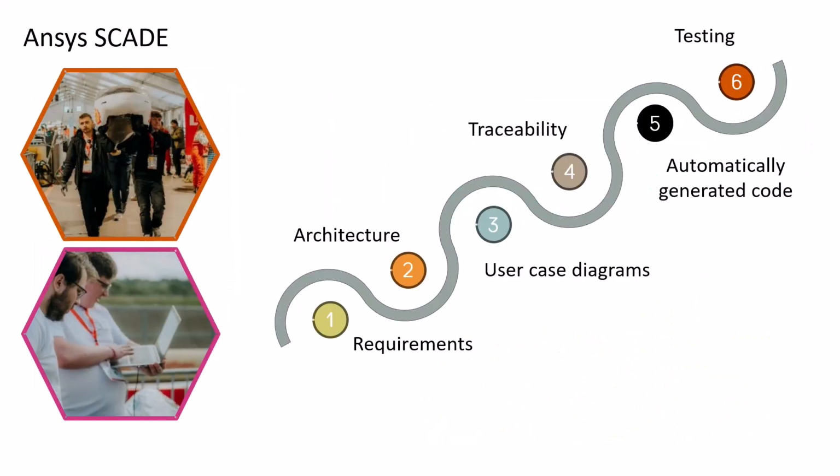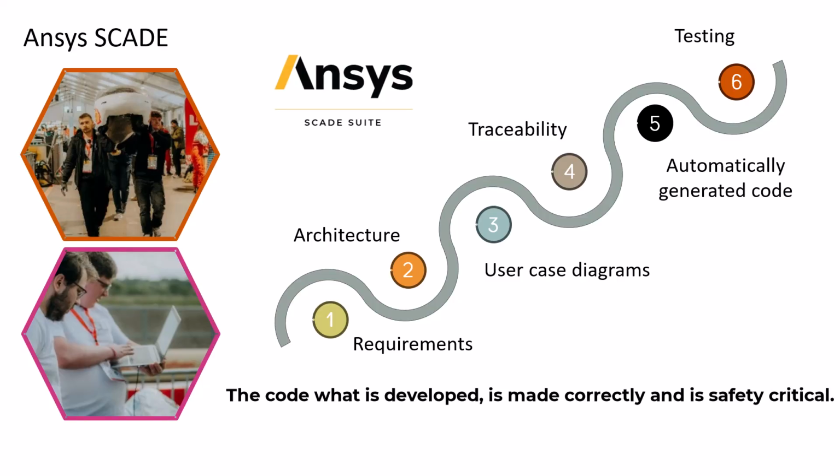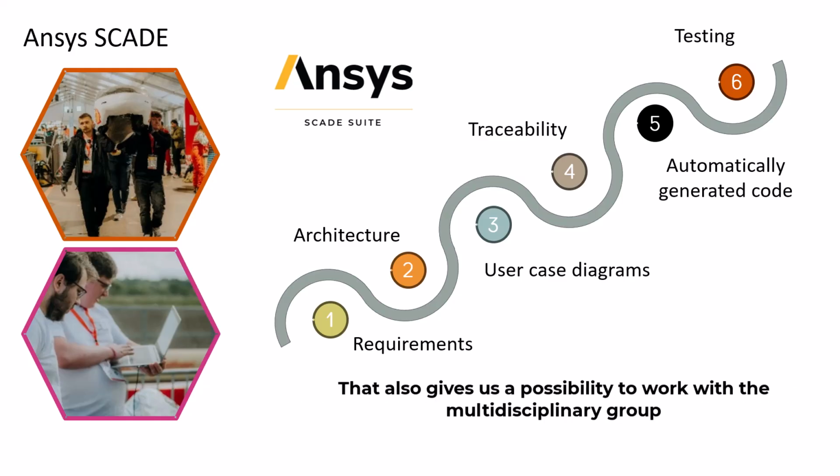Next, here is the way you need to go when you want to create such a system. You can do all of this using the Ansys SCADE suite. First, as we said, you need to start from the requirements. Then you need to create a good architecture and use case diagrams, then connect the traceability, and at the end you can automatically generate the code and test it. What does that methodology give us? It gives us assurance that we fulfill the programming standard. So we know that the code that is developed is made correctly and is safety critical.